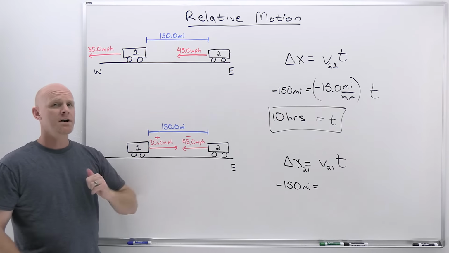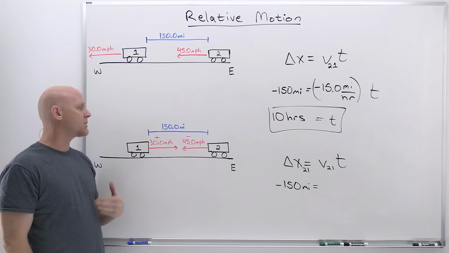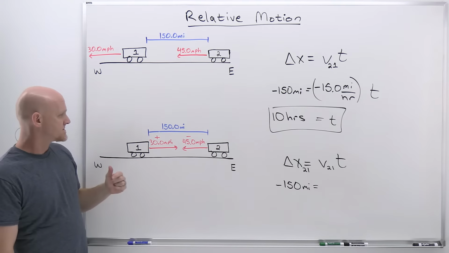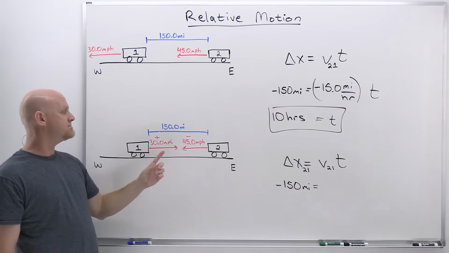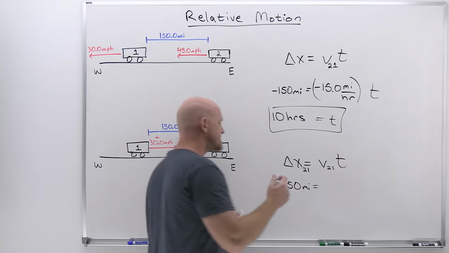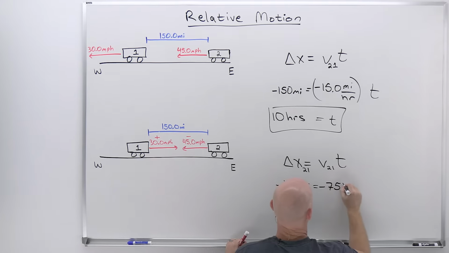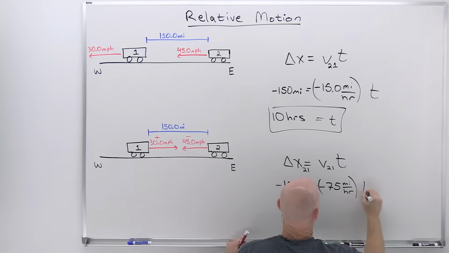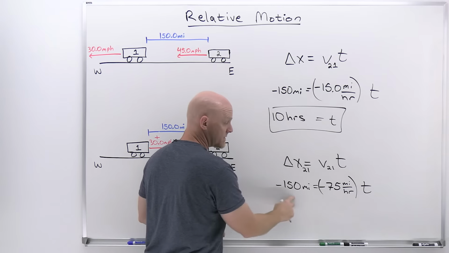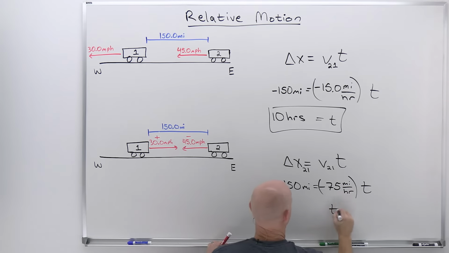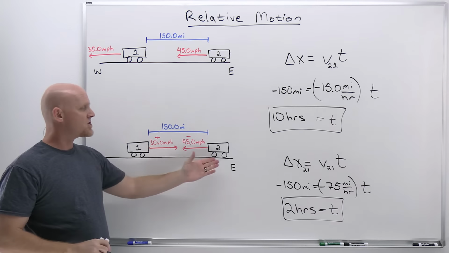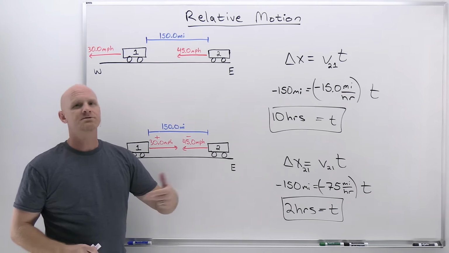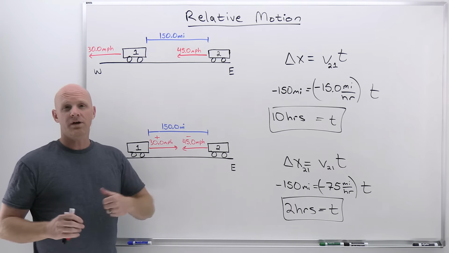Then the velocity of 2 relative to 1. As long as you know what their velocities are relative to the Earth, you take the difference between the two. In this case, if I want 2 relative to 1, then I take 2 minus 1. Negative 45 minus a positive 30 is negative 75 miles per hour. Then we'll solve for time. So negative 150 over negative 75 is going to get us that time of 2 hours. Again, the trick is, as long as you know the speed of each car, in this case relative to the Earth, you take the difference between those two to figure out that relative speed, one versus the other.